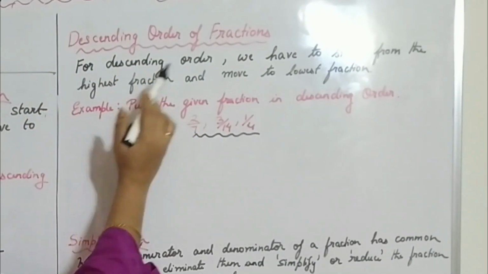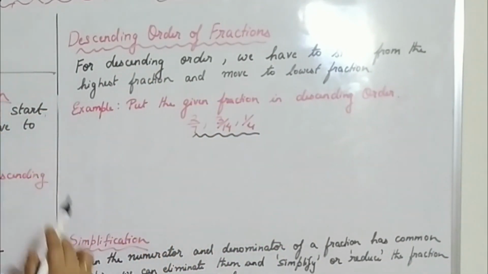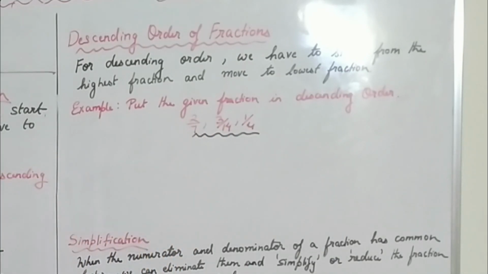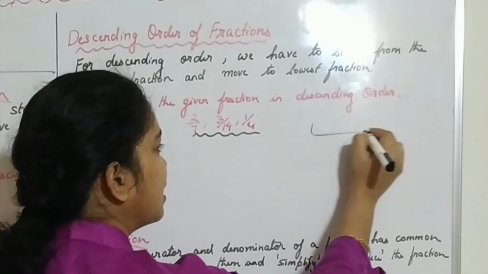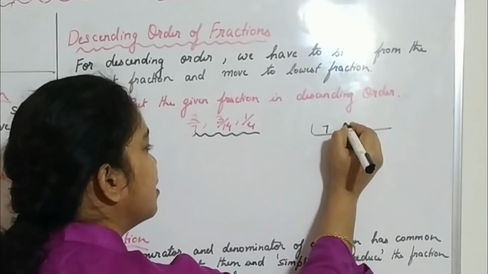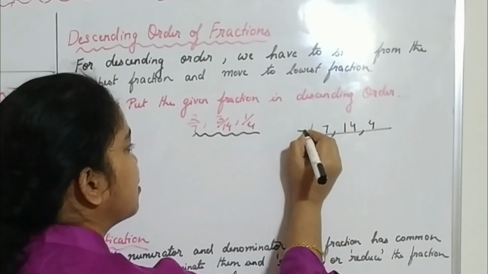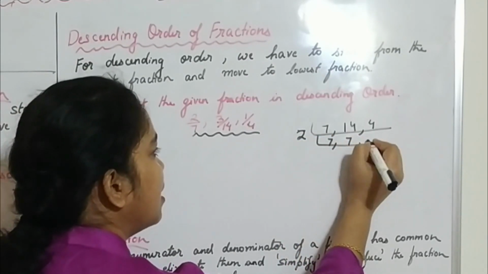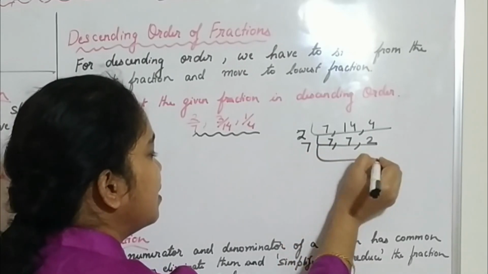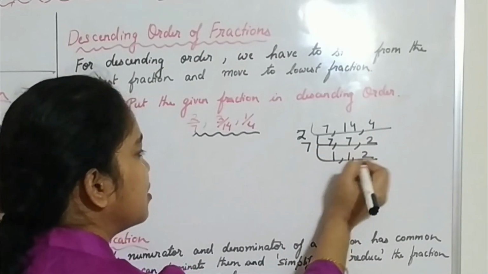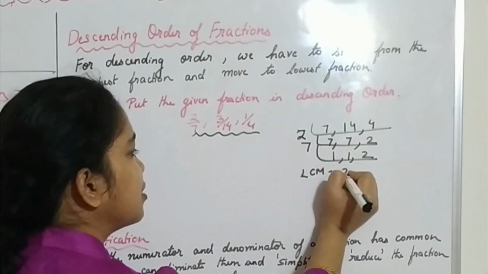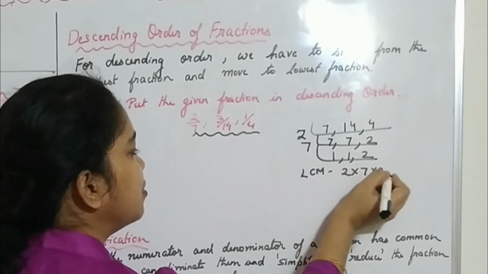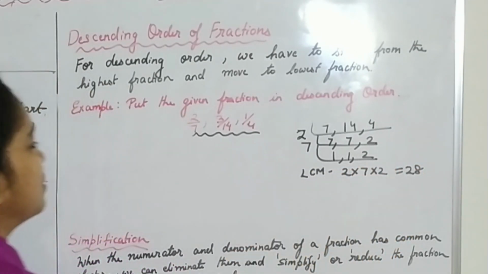Now we will find the descending order of the fractions. For descending order, we have to start from the highest fraction and move on to the lowest fraction. You don't know which one is the highest because these are unlike fractions. So first we will take the LCM of 7, 14 and 4. We divide by 7: 7, 7 and 2. Then by 7: 1, 1 and 2. So the LCM is 2 into 7 into 2, that is 28.